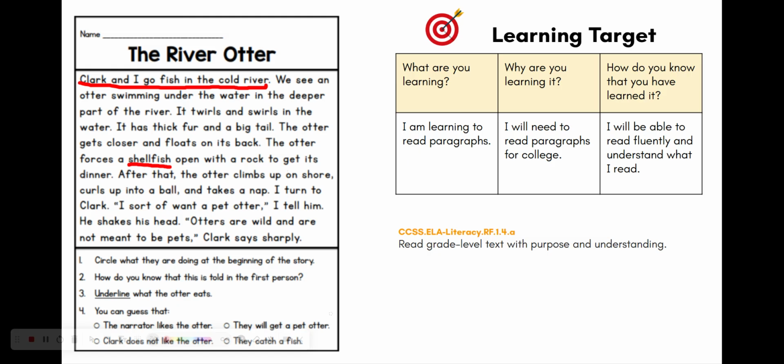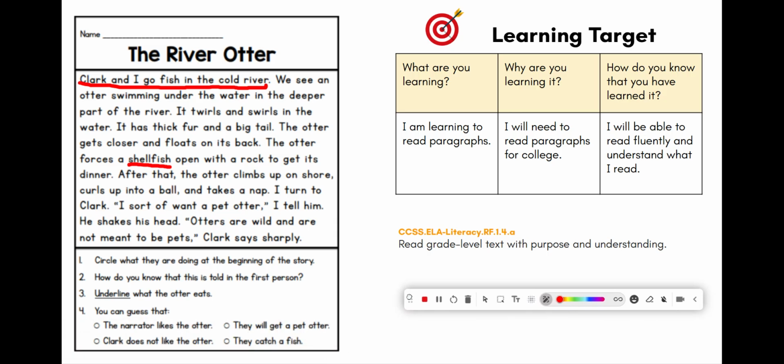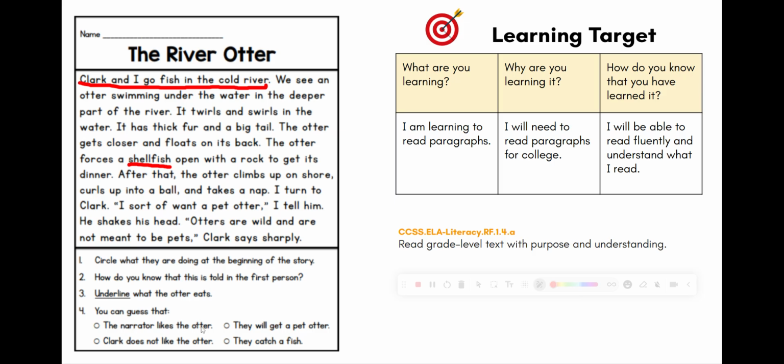Okay, last question. Can you guess that? A. The narrator likes the otter. They will get a pet otter. Clark does not like the otter. Well, let me move this here so we can see it. Okay. The narrator likes the otter. They will get a pet otter. They catch a fish. Or Clark does not like the otter.